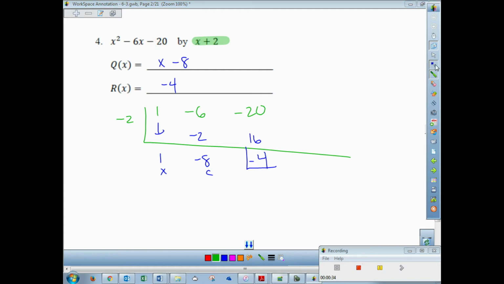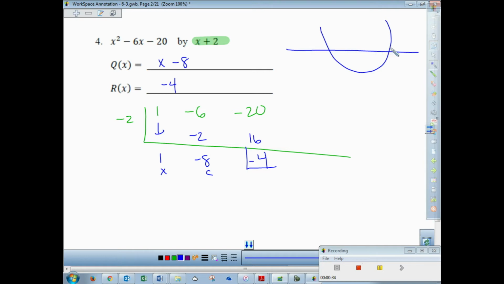What we just basically proved was that negative 2 is not a 0 of this graph right here. If we graph the parabola, it will cross the x-axis, maybe 2 places, maybe 1 place, maybe no places. I can tell you where it doesn't cross at. It doesn't cross at negative 2 because if negative 2 had been a root, we would have got a remainder of 0. We didn't get a remainder of 0.